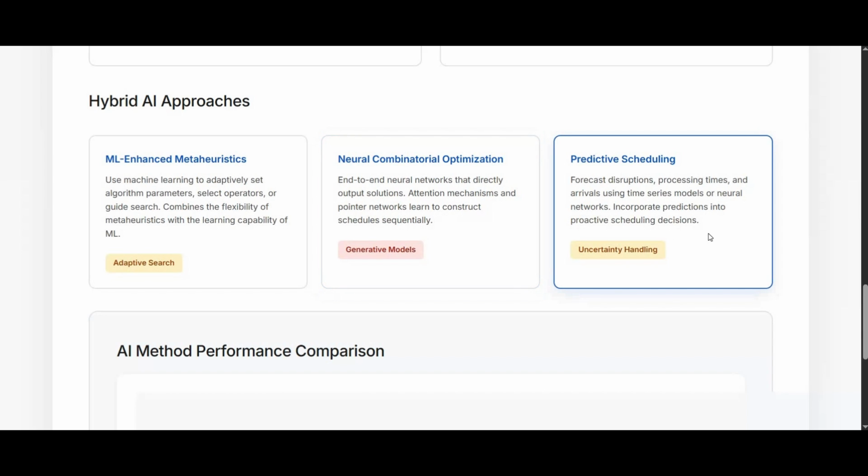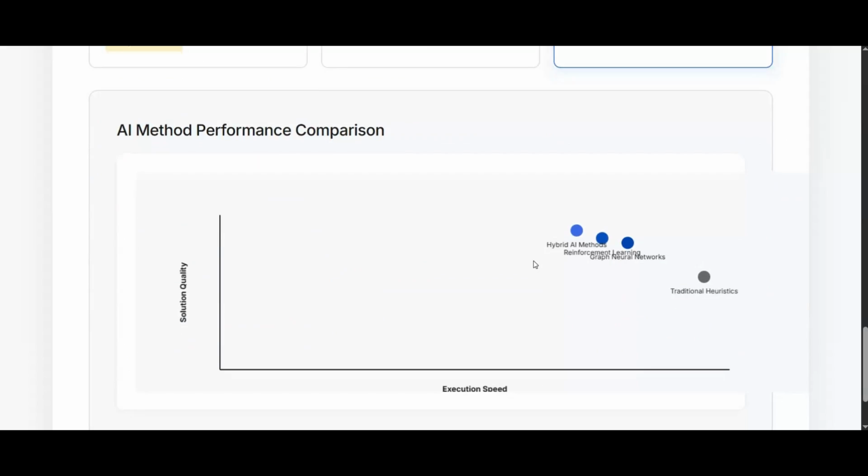Predictive scheduling, on the other hand, looks ahead. It uses time series models or neural networks to forecast disruptions, say machine failures, changes in demand, or material delays. By predicting these events, the system can proactively adjust the schedule before problems occur, which makes it valuable for dynamic real-time environments.